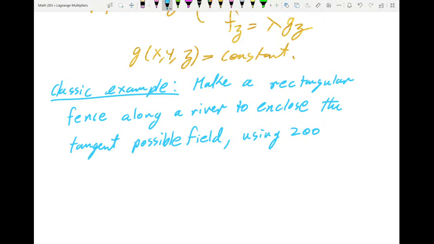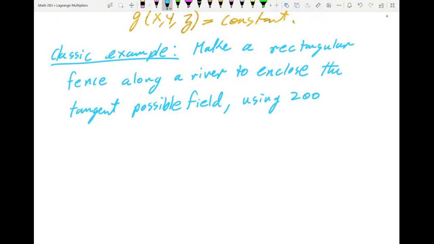So, do you remember doing this problem in pre-calculus using 200 meters of fencing? So corrals, remember? Corals or corrals? How do you say it? Coral. Oh, coral reefs. There you go. Coral, yeah.